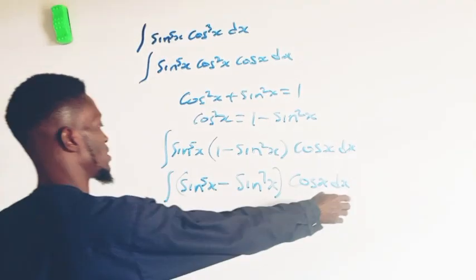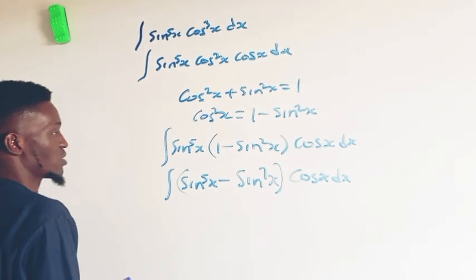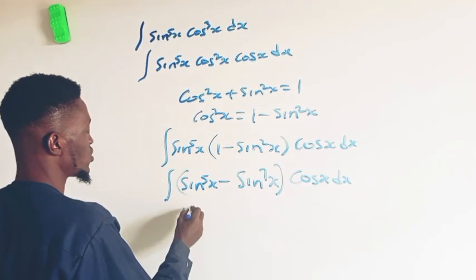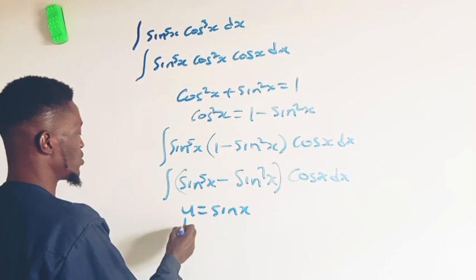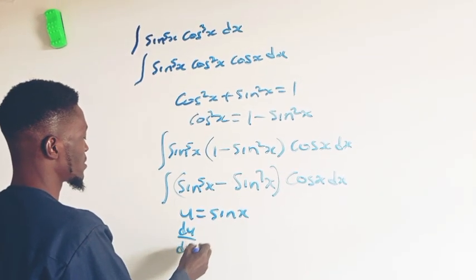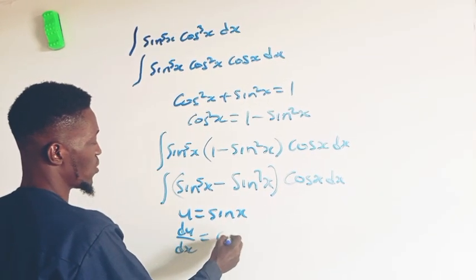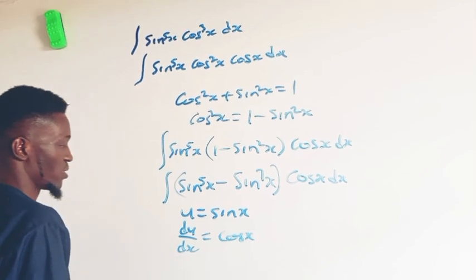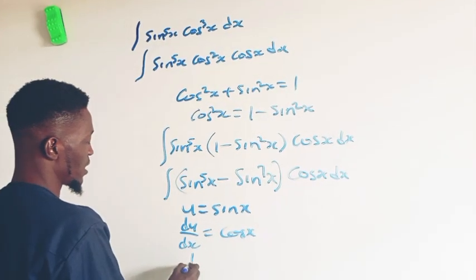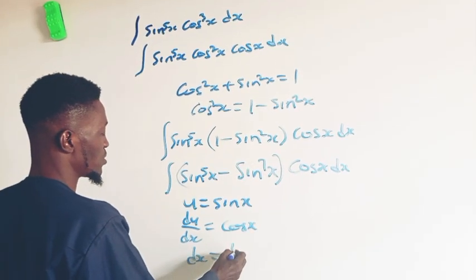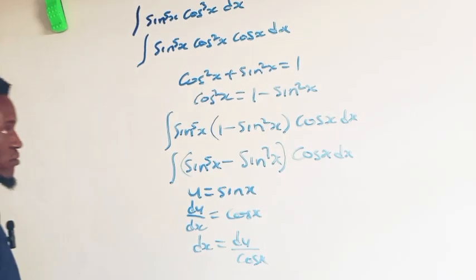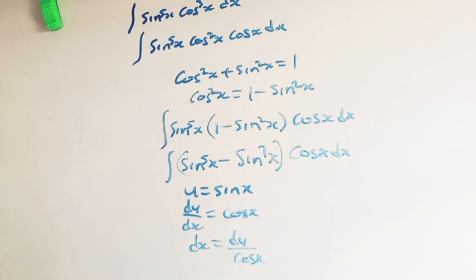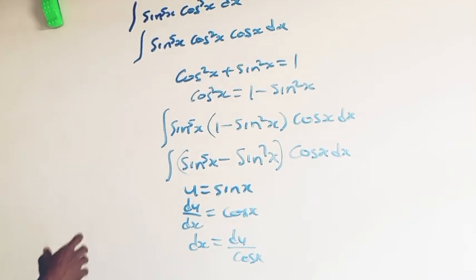So we want to replace this dx because I want to cancel this cos x. So I'm going to replace this with du. If I'm going to do that, it's going to be u is equal to sine x, and du over dx is equal to what? Cos x. Okay, so if you are to make dx the subject of formula, you're going to have du over cos x.